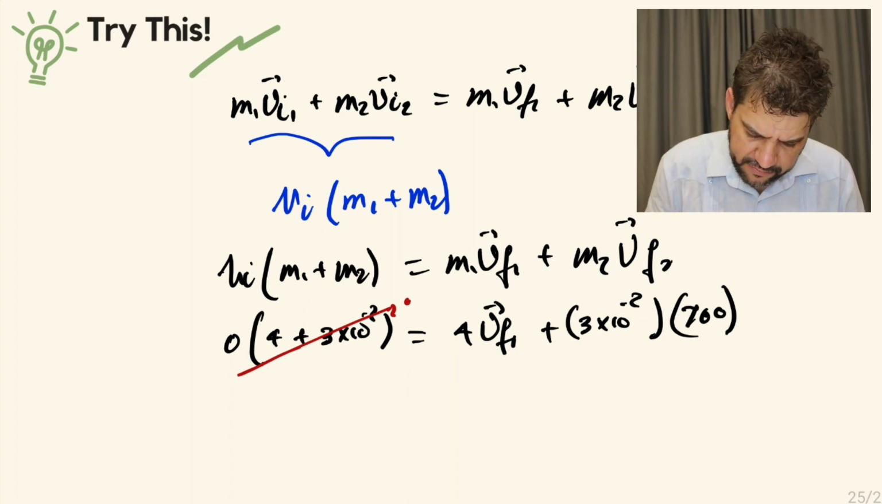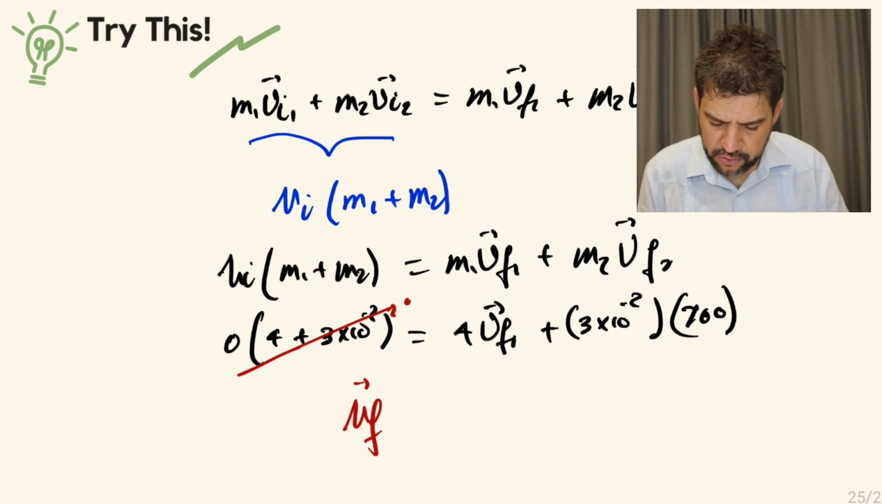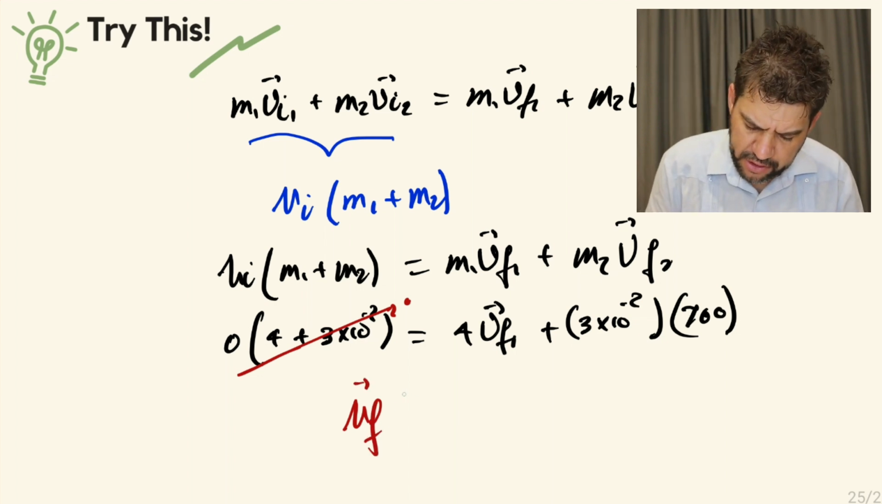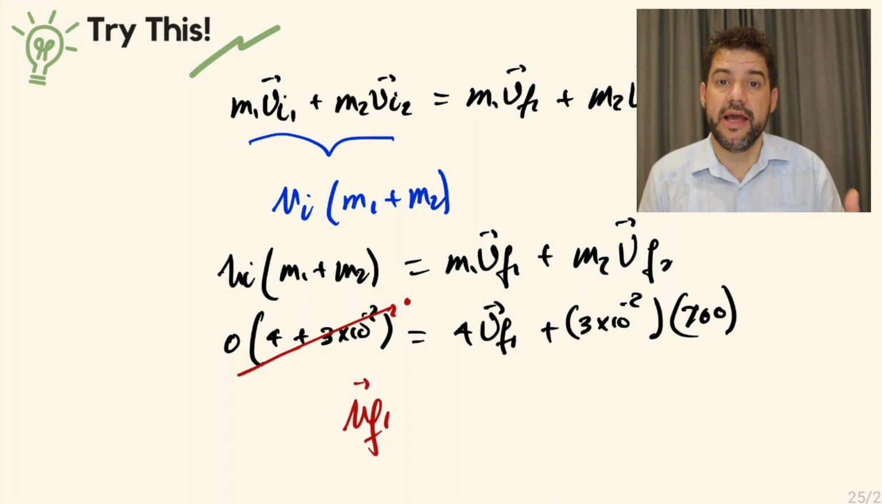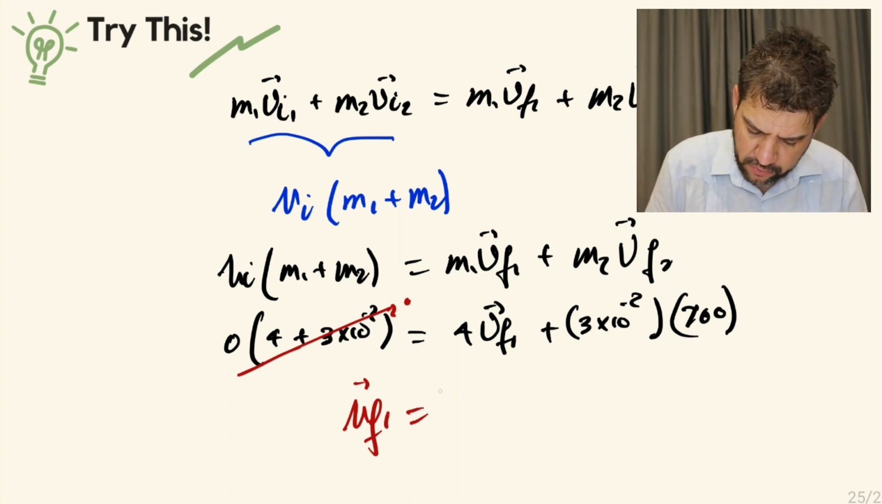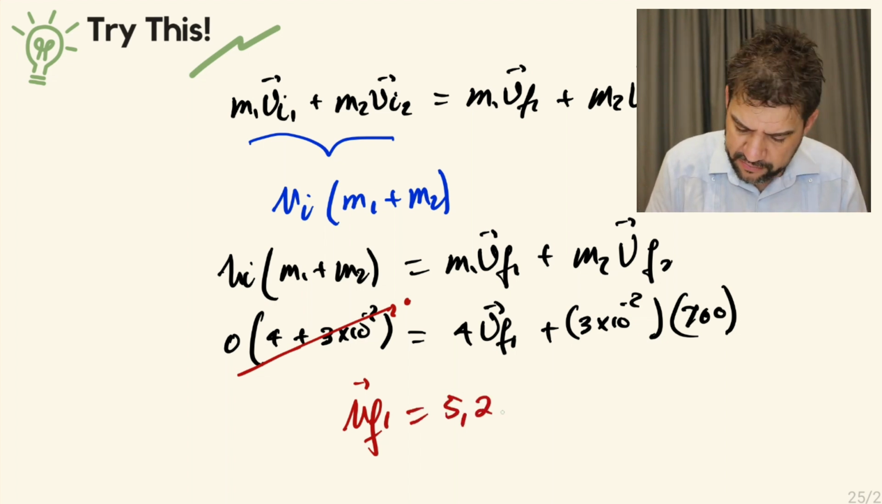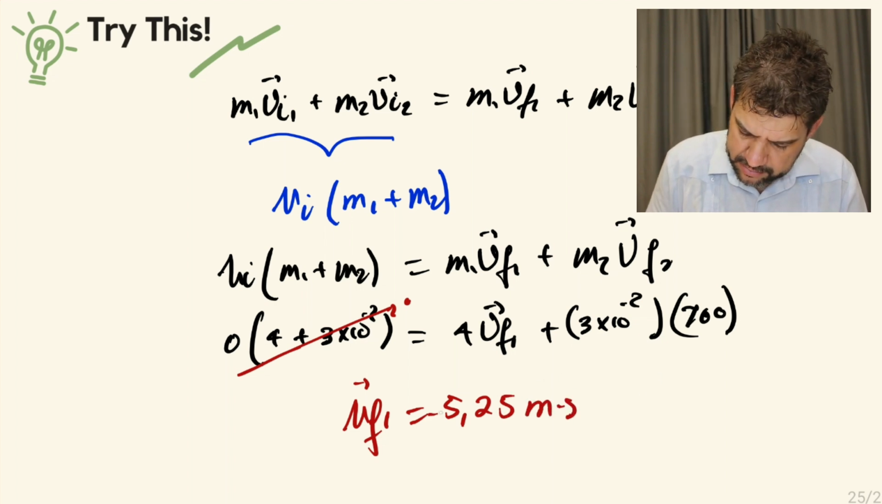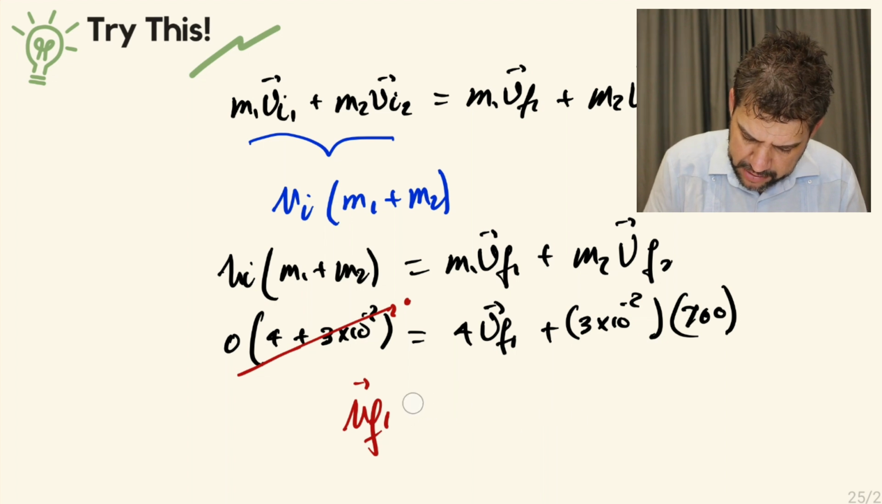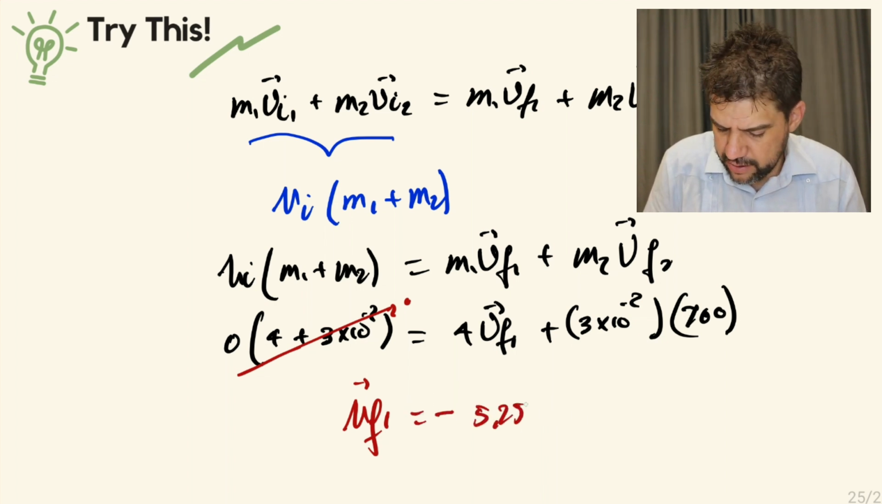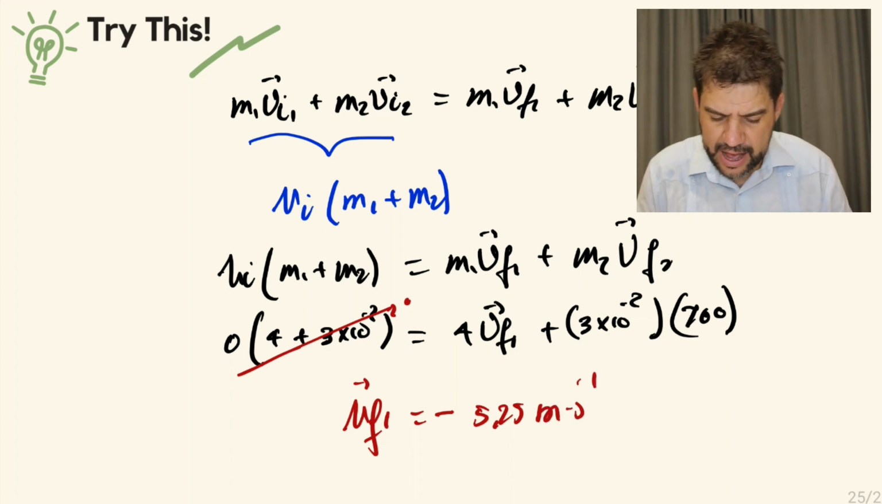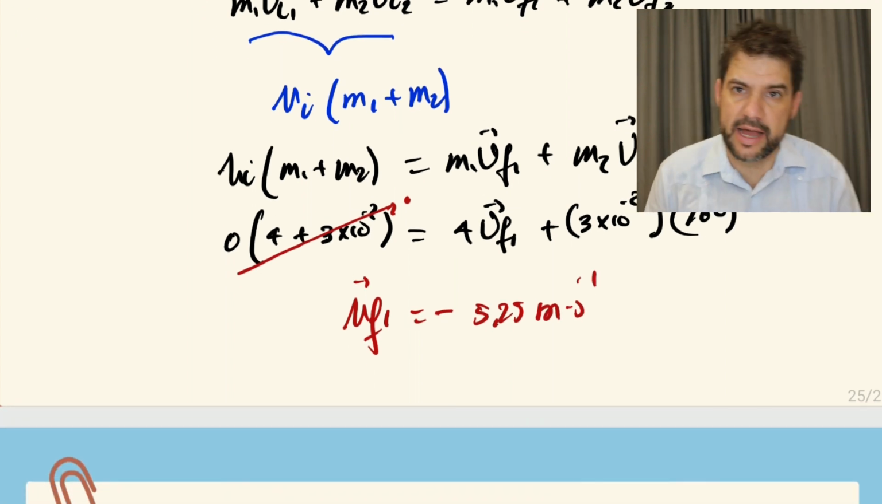You get that the final speed or velocity, they ask for velocity, of the object 1, which is the rifle, is equal to minus 5.25 meters per second. This one is negative. Let me just write all this one properly. Now, guys, I highly recommend you to write the direction in words.